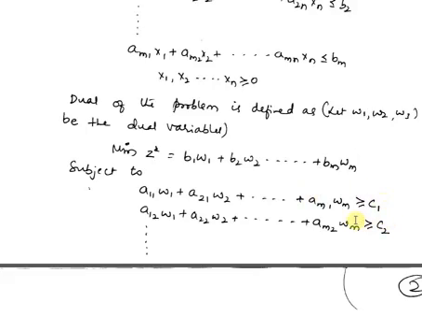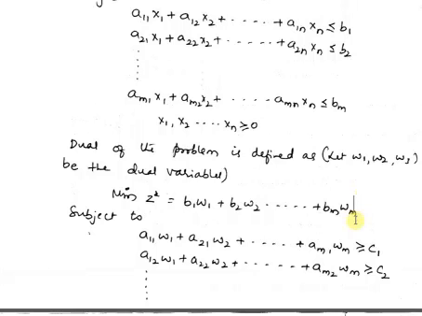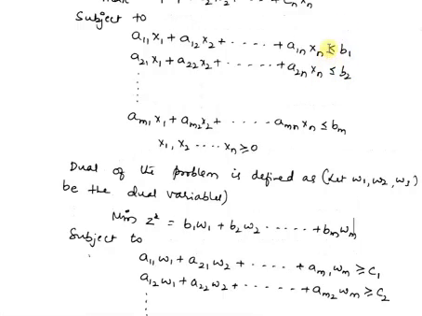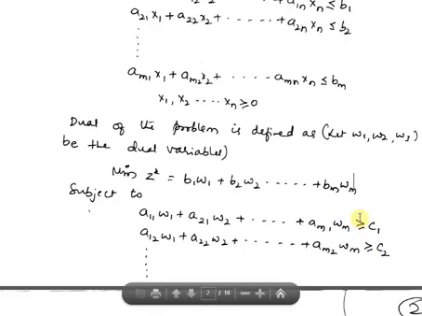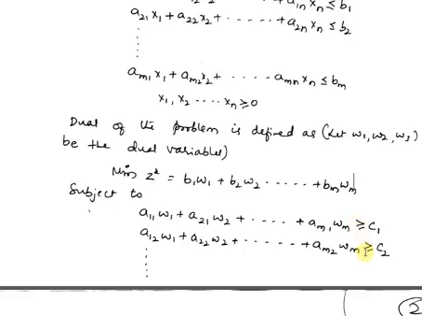Now you can notice the difference here. All the inequalities in the primal problem are less than or equal to. This is the standard form of a primal problem. And the inequalities in the dual problem are greater than or equal to. So this is the second relationship between a primal and dual problem: in the primal problem we have less than or equal to type constraints, whereas in the dual problem we have greater than or equal to type constraints.